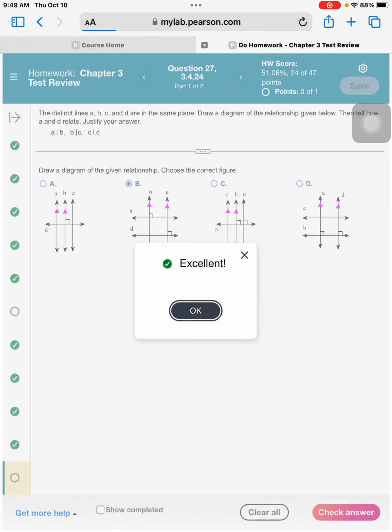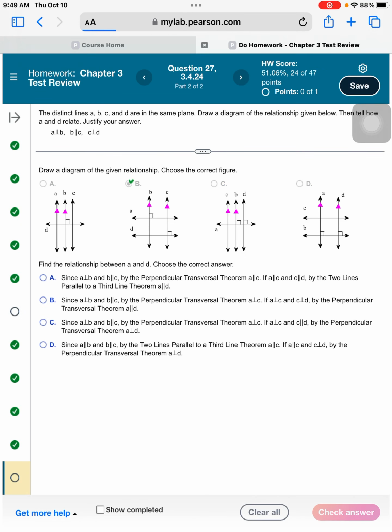Okay, once again, it's B. Alright, I think you guys get it, right? Oh god, what the heck is this? Okay. This will probably not be on your exam, because since A is perpendicular to B, that's true, and B is parallel to C by the perpendicular transversal theorem.